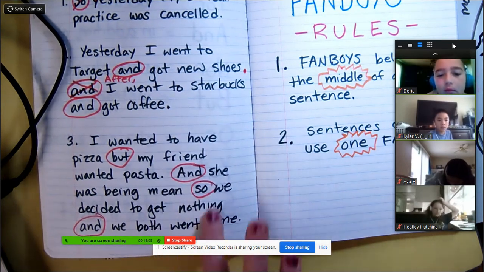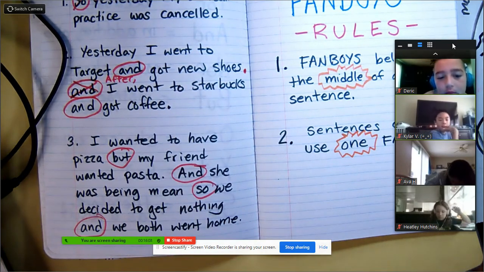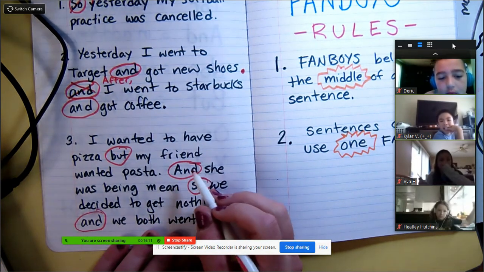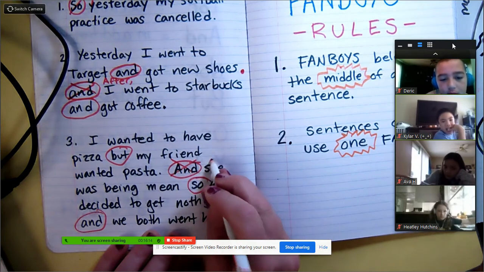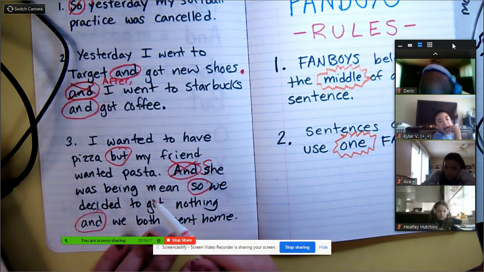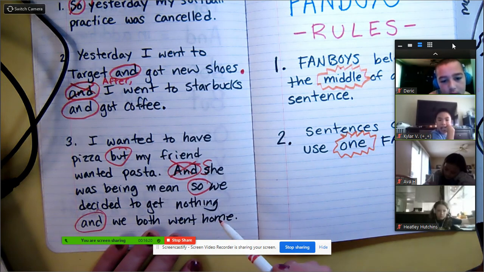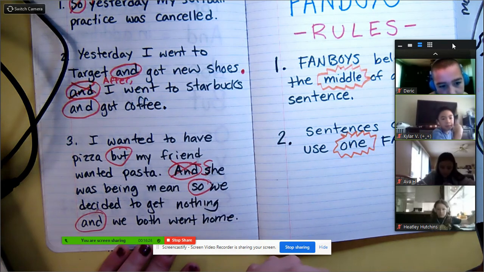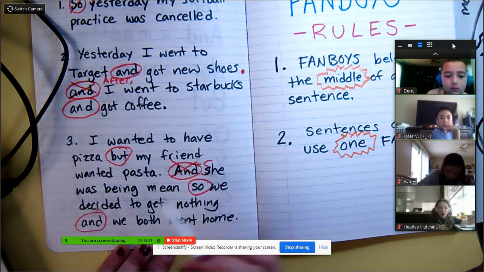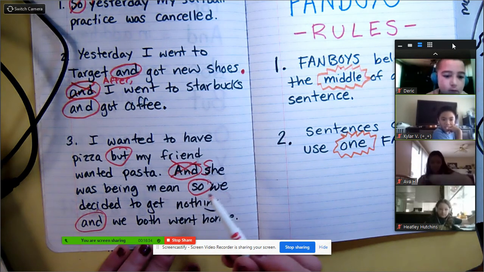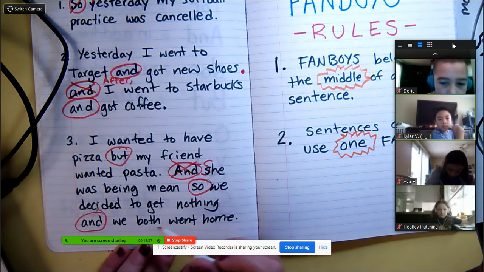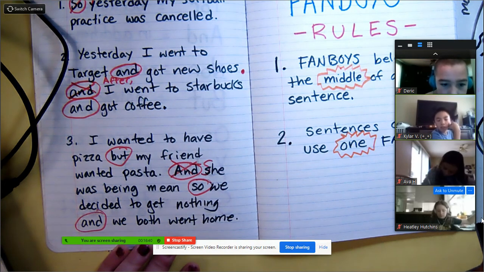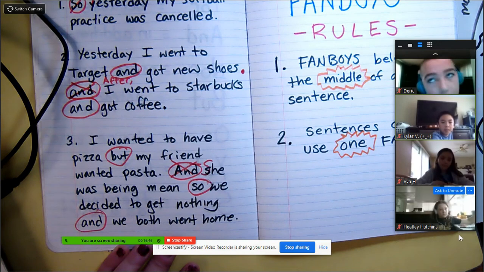This next part, though, gets a little crazy, okay? Yeah, like Kyler said, we cannot start a sentence with the word and. So I'll get rid of it, and I'll just start it with she. She was being mean, so we decided to get nothing, and we both went home. Again, there's a so and an and. That's two fanboys in one sentence. And according to Ms. Hanko, you can't do that. So how are we going to fix that? Any ideas for how to fix that? Heatley, what do you think we could do?